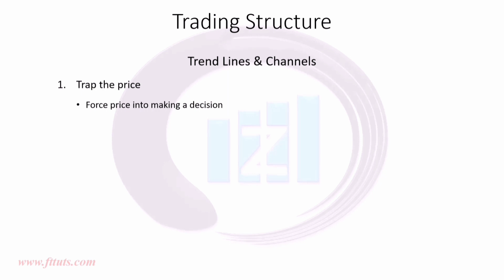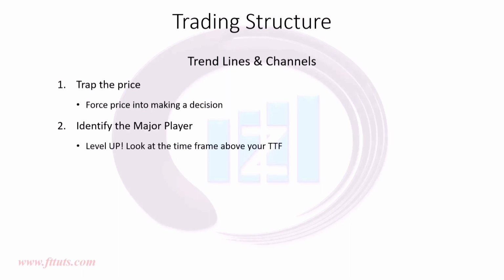Okay, it doesn't always work that way, but those types of setups give us the opportunity to have really razor thin stop losses, because we'll know almost immediately if the trade is not going to work out. And I'll show you what I mean when we go into the example. So we want to trap price into making a decision. We also want to identify, of course, the major player, as we did in the last video.